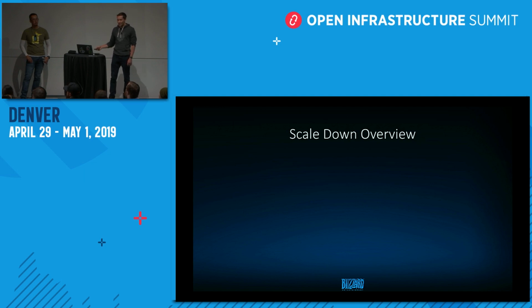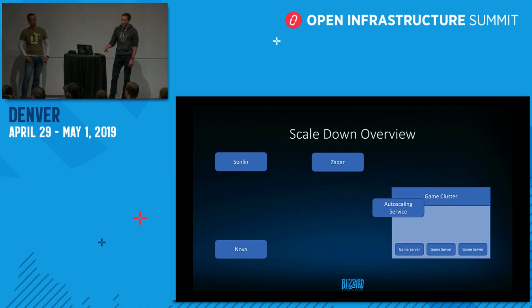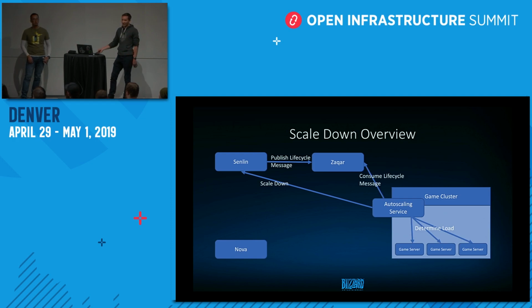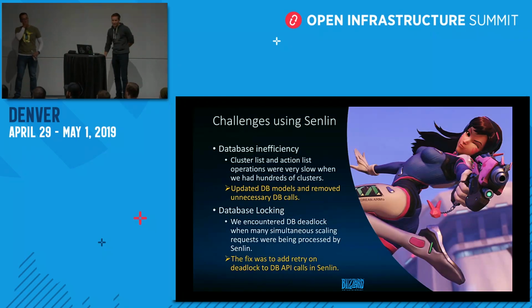Scaling down, which is a little bit more interesting. We have Senlin, Zaqar is involved in this one, Nova, the game cluster with the autoscaling service and the game servers. The autoscaling service will determine the load from the game servers and then request Senlin to scale down. Senlin then publishes a lifecycle message for the elected node that needs to be deleted. The autoscaling service will then consume the lifecycle message and trigger that node to drain. Once that node's completely drained, the autoscaling service will trigger the lifecycle hook, informing Senlin it's safe to delete this server, and then Senlin will request Nova to delete the server, and then Nova will actually delete the VM.